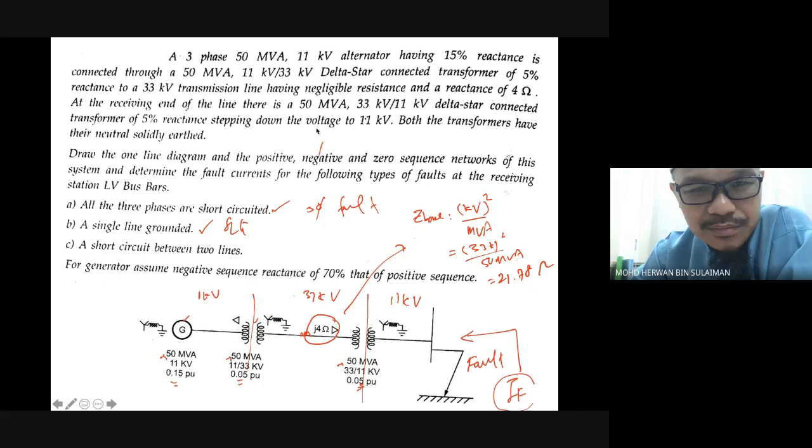zero sequence, right? 3-phase 11 kV, 15 reactance is connected, 50 MVA. Delta star connected transformer 5%. Negligible resistance, reactance of 4%. 4 ohms. At the receiving end 50. Both transformers had neutral solidly earthed. Draw this 1 diagram. Positive, negative, zero sequence networks for the following types of faults. So basically it's just make assumption based on this.